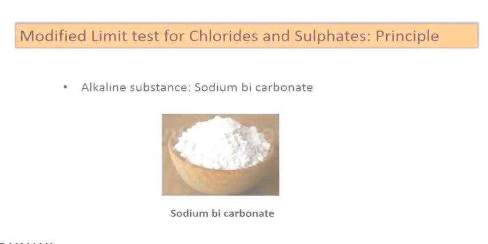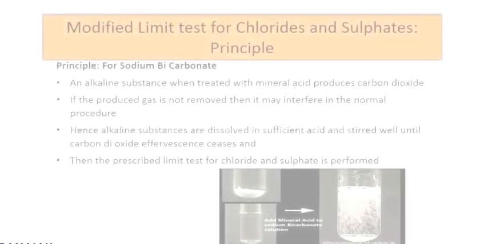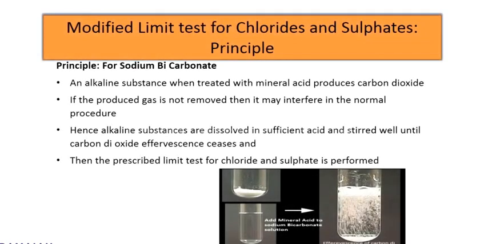For alkaline substance, the sample chosen is sodium bicarbonate. The principle for sodium bicarbonate is as follows. Any alkaline substance when treated with mineral acids produces carbon dioxide. If the produced gas is not removed, then it may interfere in the normal procedure for carrying out the limit test for chlorides or sulfate.